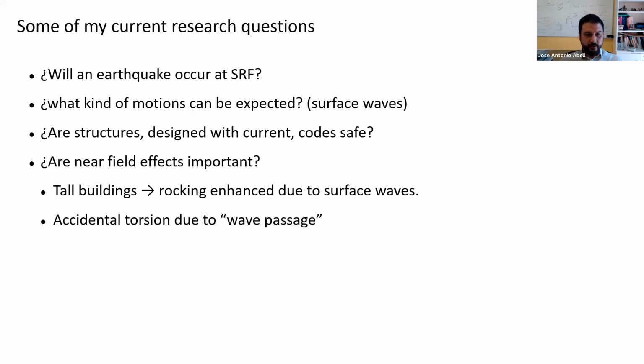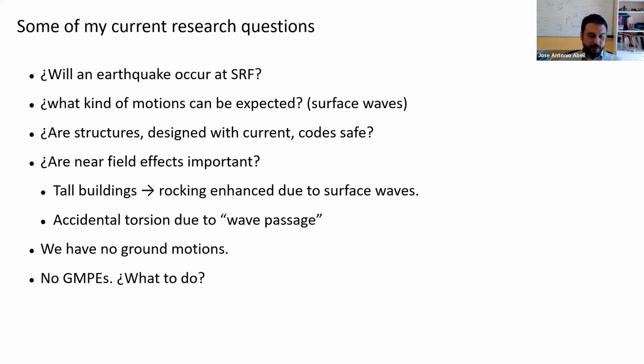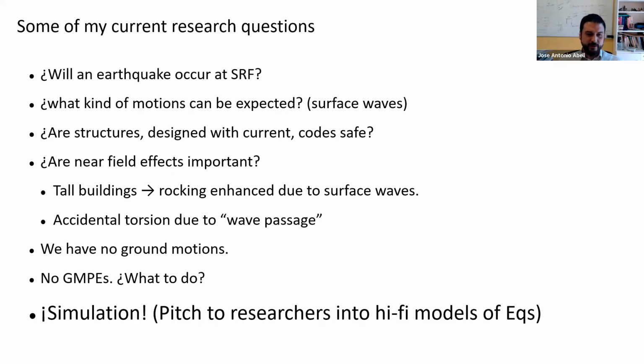And we have reason to believe that a nearby fault might enhance accidental torsion due to wave passage effects. We want to look out for that. But we have no ground motions. So what can we do? We don't have GMPs. We can refer to similar areas. What we need to do is simulation, and simulation of the wave propagation problem. This is what we need to respond to this.